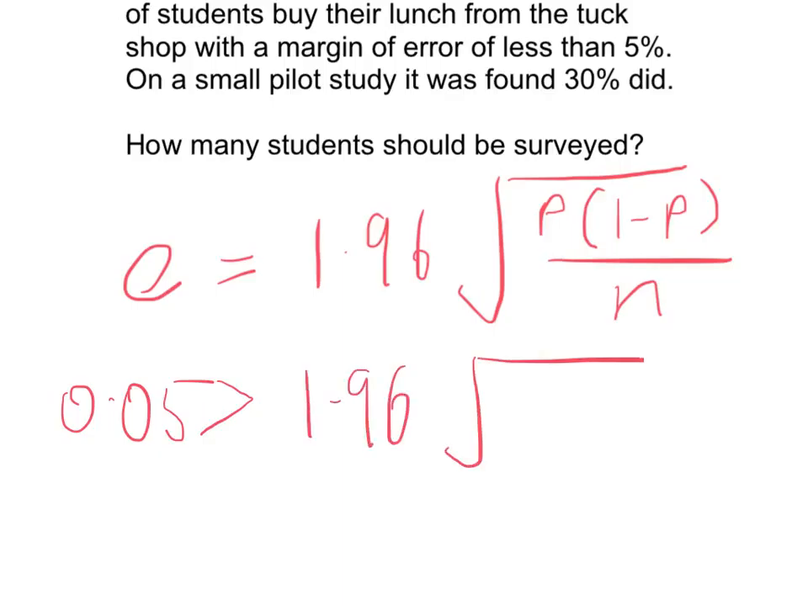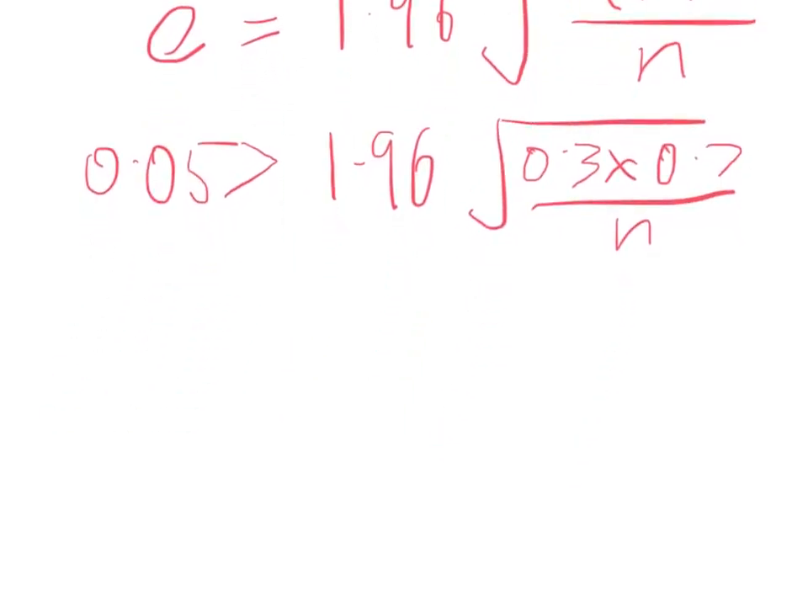1.96 times the square root of our error. This time we're going to use a proportion of 0.3 because it's 30%. If it didn't give us that, we'd use 0.5, but we're going to use 0.3. 0.3 times 0.7, which is 1 minus 0.3, all over n. All right, so now we start solving it.